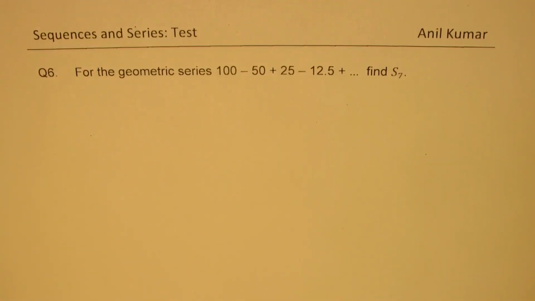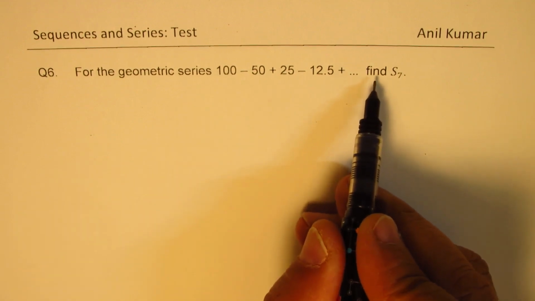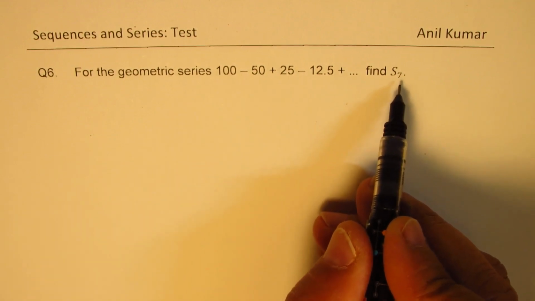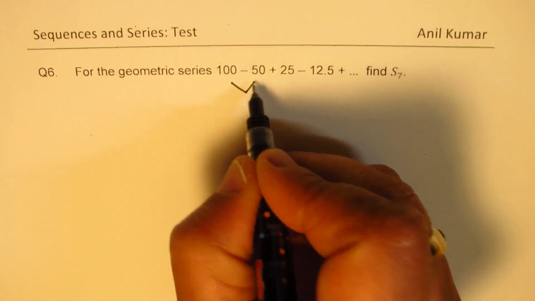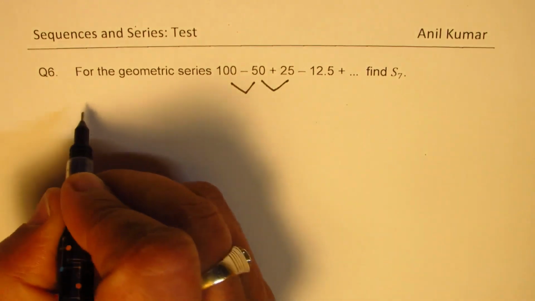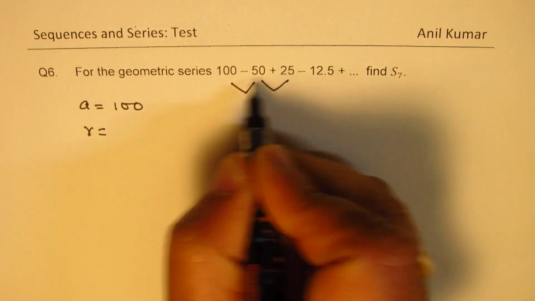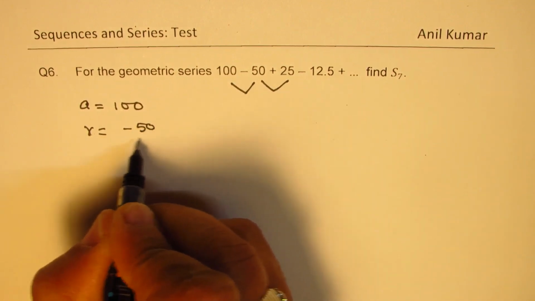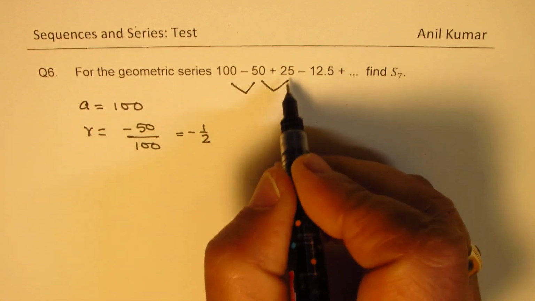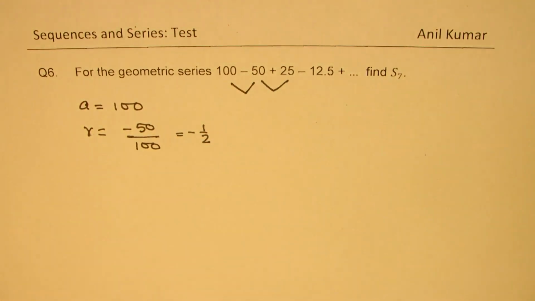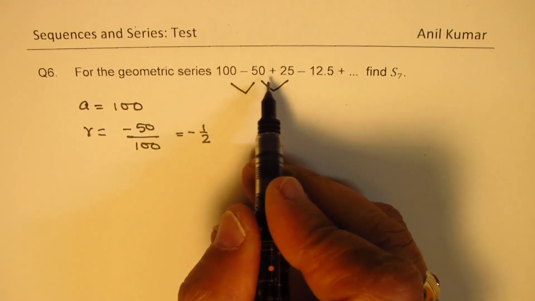Okay, question number 6 here is, for the geometric series, now we are given a geometric series, we have to find the sum of 7 terms, right? So since we are given a geometric series, we can actually find the ratio right away, right? So we know A in this case is 100. R is the ratio of the two terms, so it is minus 50 over 100, which is minus half. You can check with 25 and minus 50 also. So every term is negative half times the previous term, right?